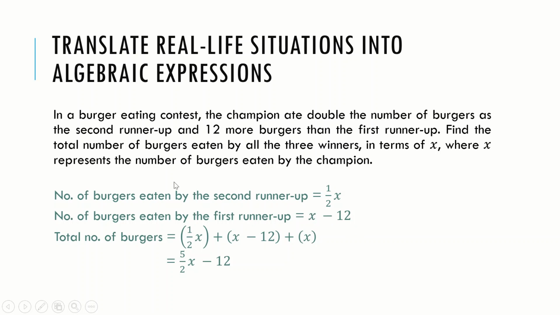You have to add them together because we want to find the total number of burgers eaten by all three winners. So half x plus x minus 12 plus x. When you add them together, half x plus x plus x will be 5 over 2 x. And then negative 12, just negative 12. Okay, so that's just one example. We'll do more practice next time in the next video.